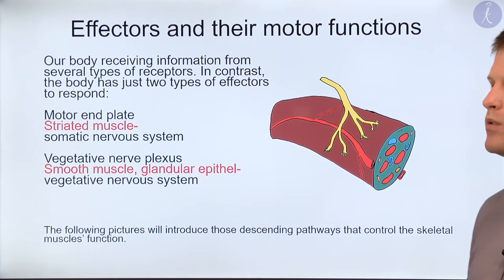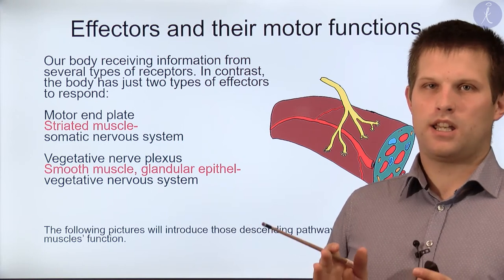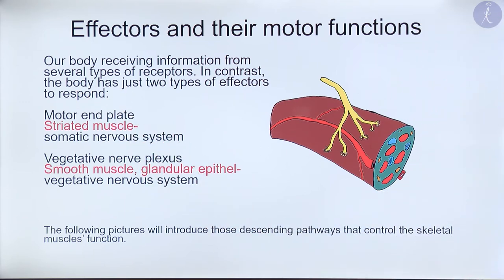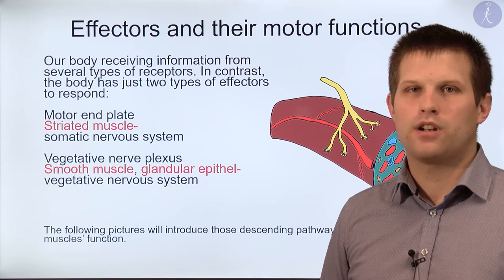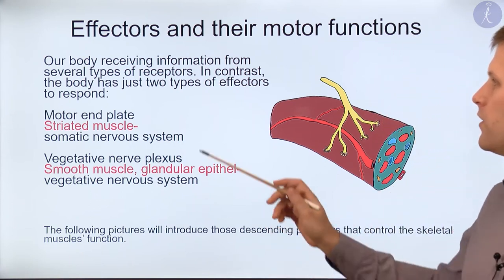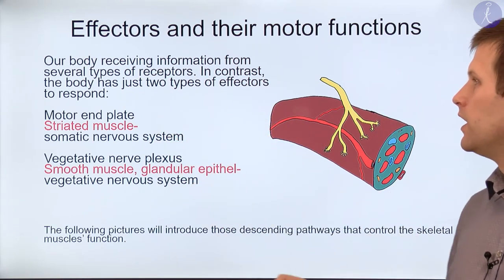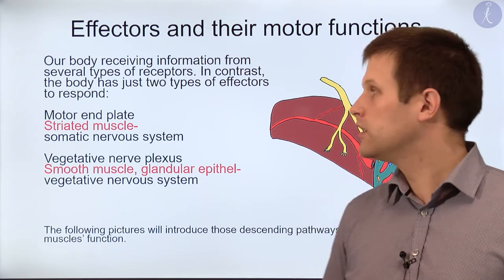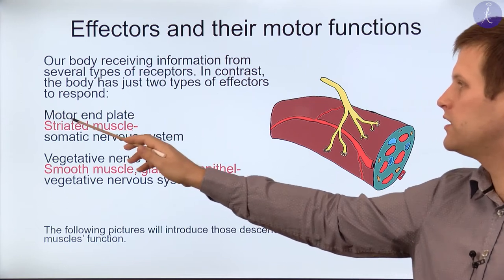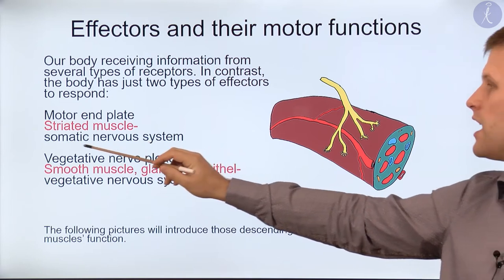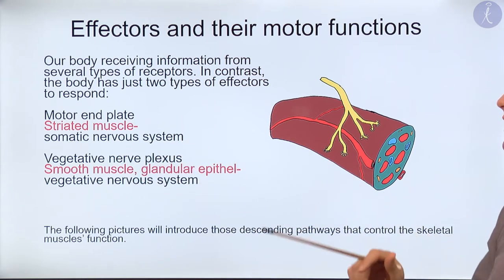First, let's define the effectors that the human body has. We already revised that the body has several types of receptors that sense temperature, proprioception, pain, and vibration. But we have just two types of effectors to respond to these outer environmental triggers. One example is the motor end plate, which controls the striated muscle and is part of the somatic nervous system.